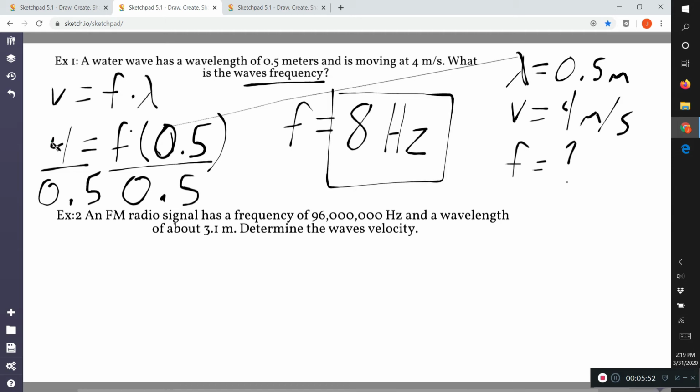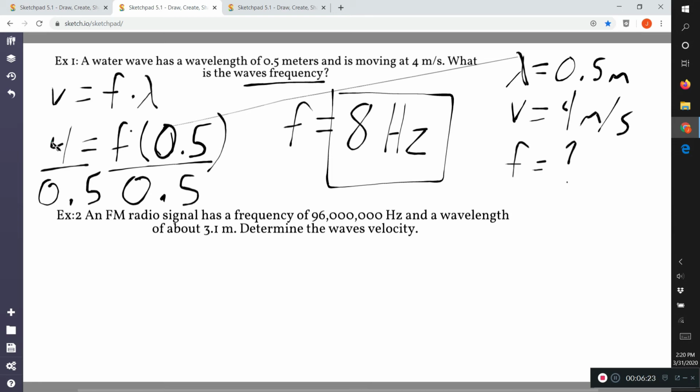All right, example 2. An FM radio signal has a frequency of 96 million hertz and a wavelength of about 3.1 meters. Now these numbers are actually fairly accurate. 96 million hertz seems like a lot, and it is, but a lot of waves like radio waves, light waves, move at incredibly high velocities, the speed of light for instance, and thus they have incredibly high frequencies.